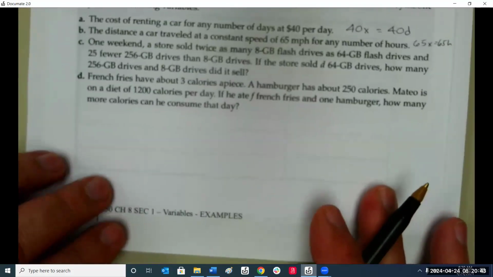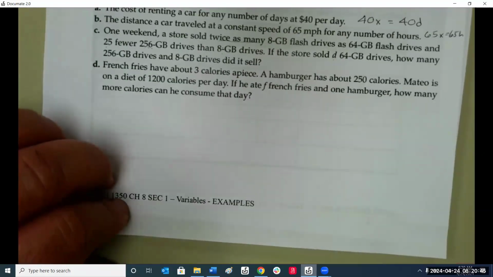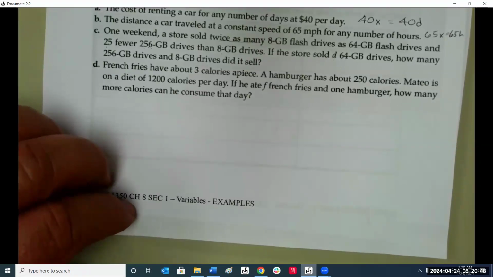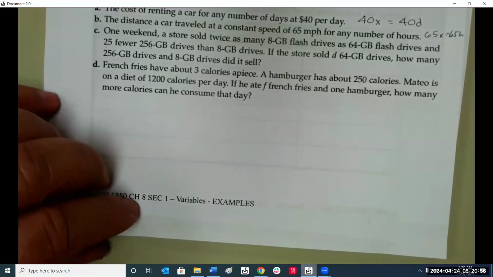The last one. French fries have about 3 calories apiece. A hamburger has about 250 calories. Mateo is on a diet of 1,200 calories per day. If he ate F French fries and 1 hamburger, how many more calories can he consume that day?